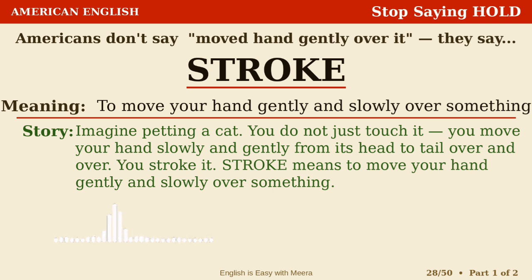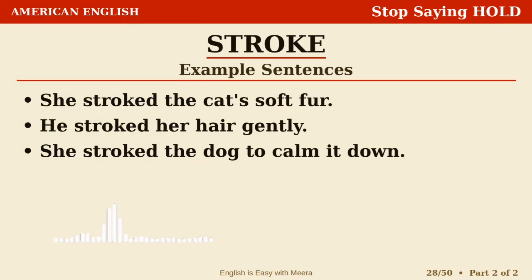Story: imagine petting a cat. You do not just touch it, you move your hand slowly and gently from its head to tail over and over. You stroke it. Example: she stroked the cat's soft fur. He stroked her hair gently. She stroked the dog to calm it down.